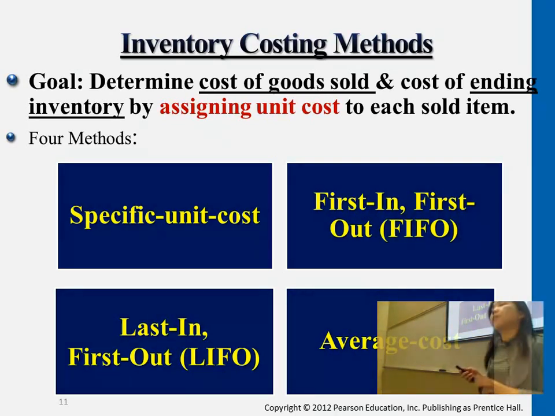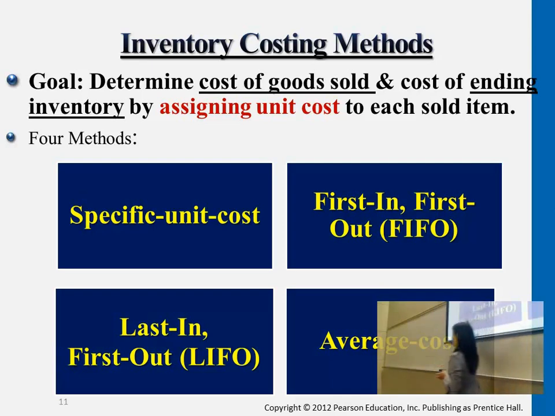So altogether, there's 4 types of methods, but we'll be focusing on the second, third, and fourth. A specific unit cost method is another one that's usually only used for the products that are very high in retail price, or very unique in a sense. So these are different inventory costing methods. Again, they determine cost of goods sold. They determine ending inventory by assigning unit cost to each item sold.